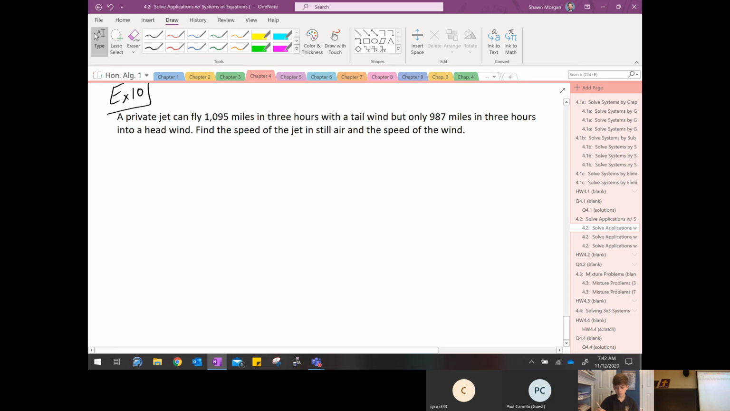I like how I'm seeing people use charts. It's a great idea. And remember how to set your variables. Don't just say, oh, I'll let X be the speed flying into the wind and Y be the speed flying back. You want one of your variables to represent the jet's airspeed and one of the variables to represent the wind's speed. Maybe like a J and a W or something like that.